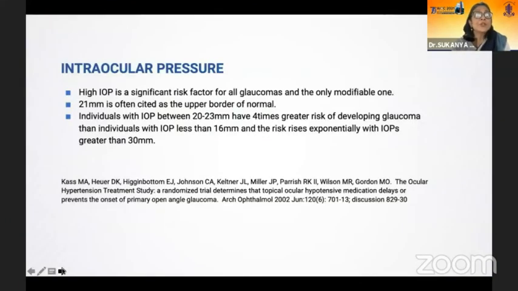High intraocular pressure is a significant risk factor for all glaucomas and is the only modifiable one. It is so important to do a proper applanation tonometry. 21 millimeters is often cited as the upper border of normal. Dr. Manadik Singh will now share his experiences on intraocular pressure after this talk.